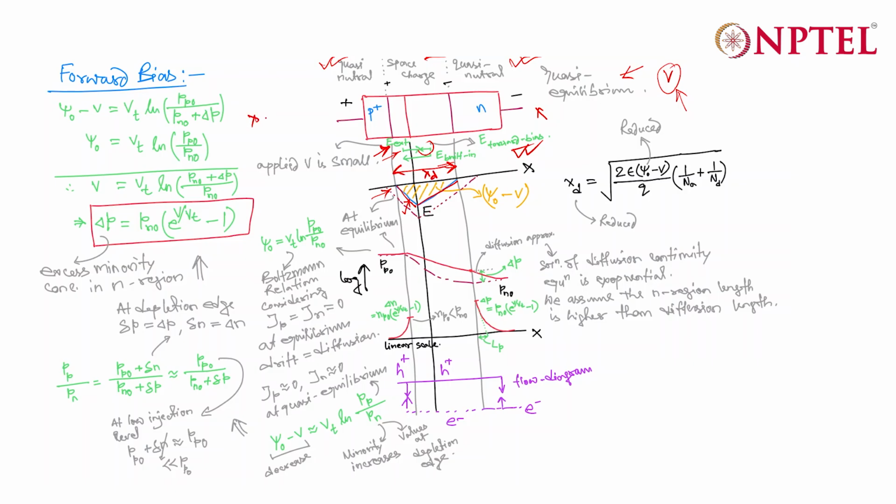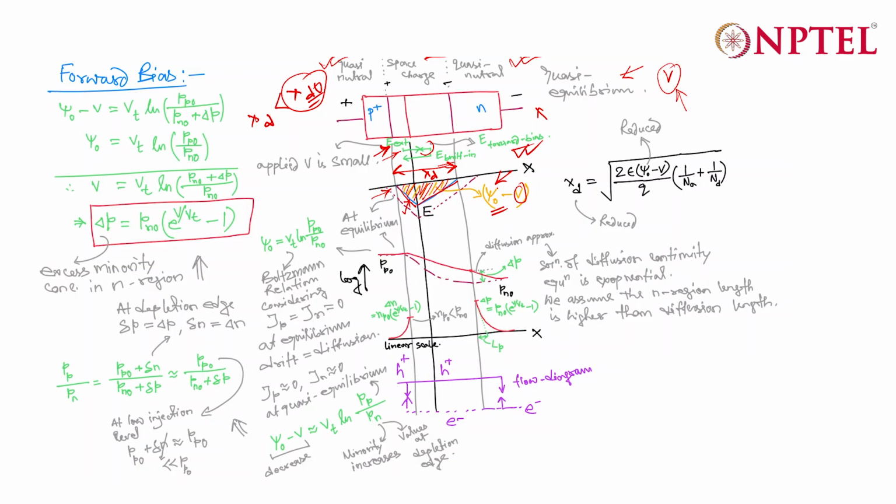So your XD in this case will be less than XD0, that is the depletion width in equilibrium. And the area inside this electric field is denoting the electric potential. Area inside a curve is nothing but the integration of that particular function. So integration of the electric field will give you the potential associated with that, and the magnitude or value of this particular area will be psi 0 minus V, where psi 0 is the built-in potential.